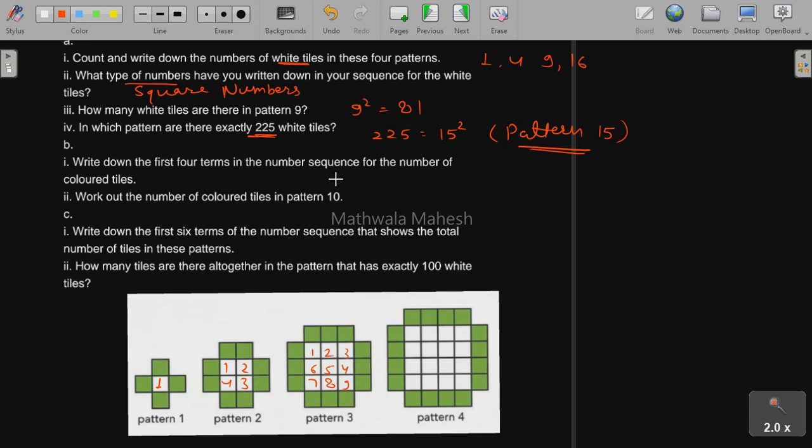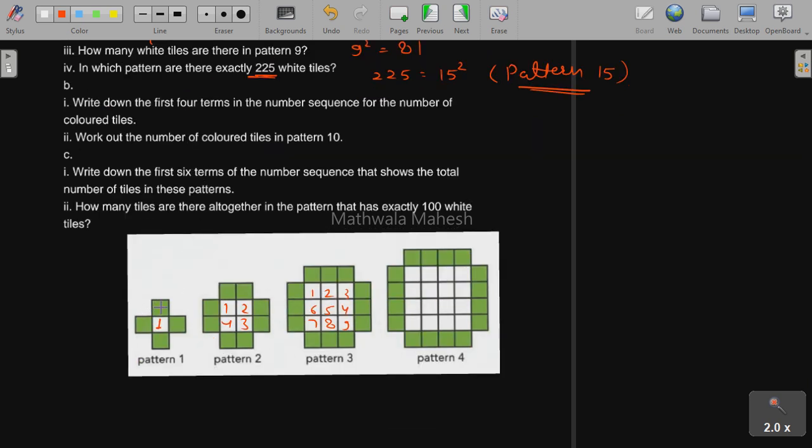B option. Write down the first four terms in the number sequence for the colored tiles. Okay, so colored tiles means the green color. It is 1, 2, 3, and 4. First is 4. Second one is 8. Third one is 12. And the next one is 16. It is a multiple of 4. 4 1 is 4, 4 2 is 8, 4 3 is 12, and 4 4 is 16. So the sequence is 4, 8, 12, and 16.